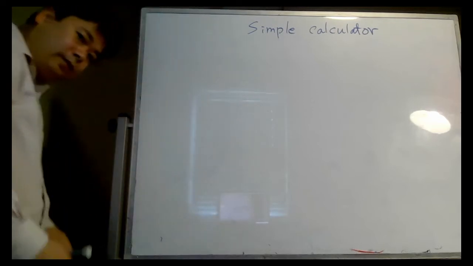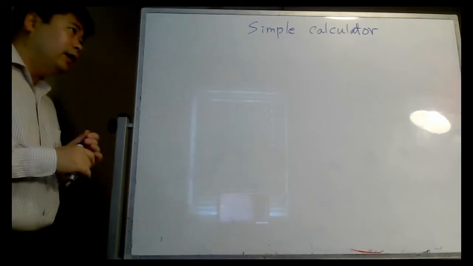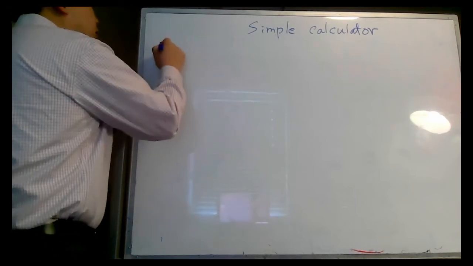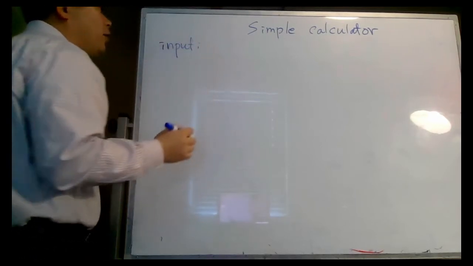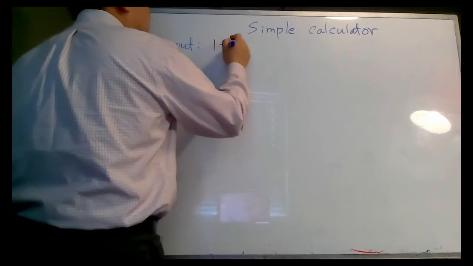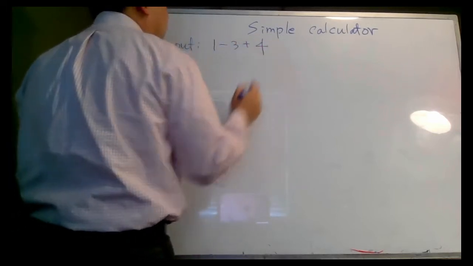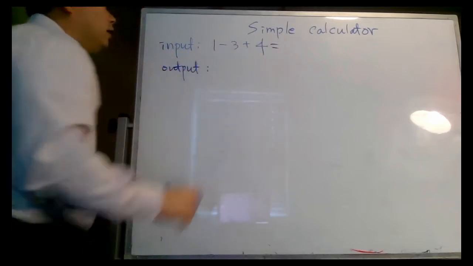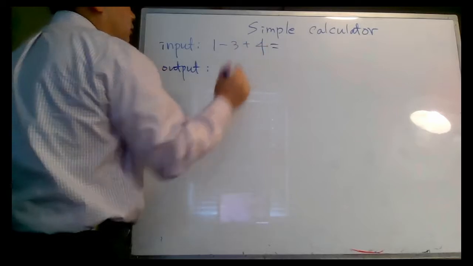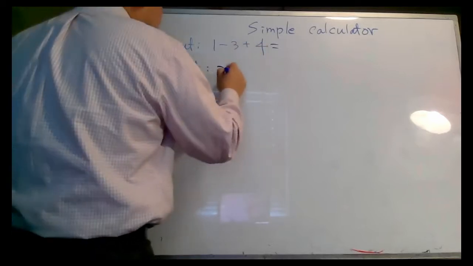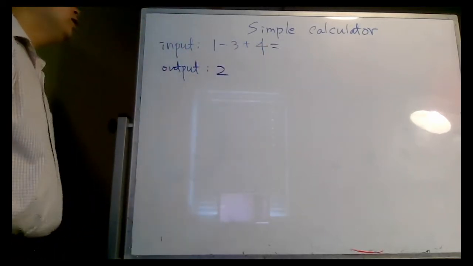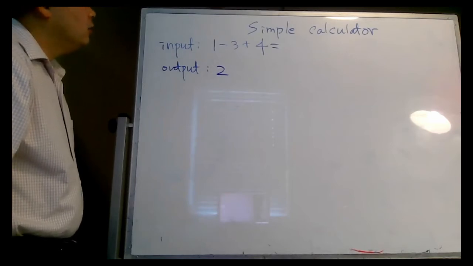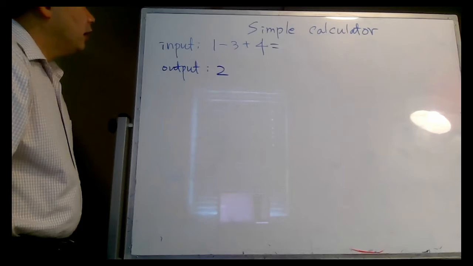Okay, in this video, we're going to talk about creating a simple calculator. So input for this program would look like 1 minus 3 plus 4. And then, let's say output. Output is calculating the result, minus 2 plus 2. Okay, so that's basically what our program, the simple calculator, should output.